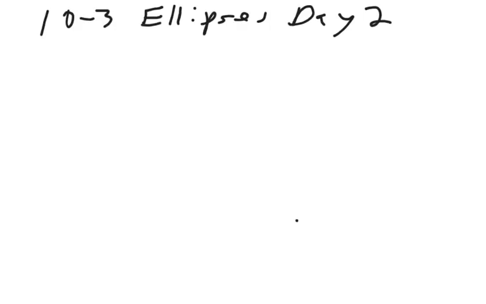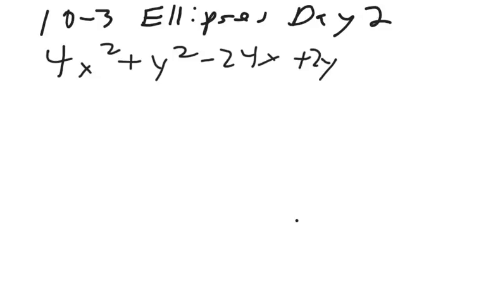Alright, we got Ellipsis day 2. We're going to come up with an equation to go along with plus 2y plus 19 equals 0. And we want the vertices, we want the center, we want the foci. And so first we got to rearrange this whole thing.